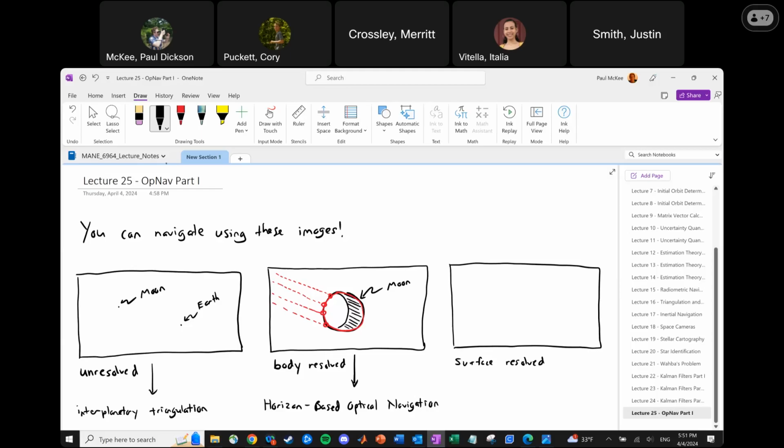Let's say you take an image of the moon, and it looks like this. You're really close, and this is space. And then you've got a big old crater right here. And you've got a smaller crater here, and another crater here, and another crater here, another crater there. There we go. And that's the moon. So the entire surface is resolved. You can clearly see surface features of the moon. Right? How would you navigate in this regime?